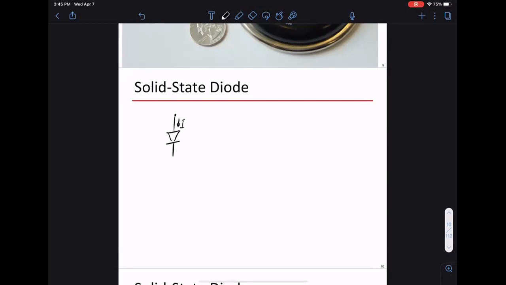We have a current going through the diode. This is called the anode side of the diode. This is called the cathode of the diode, right? So positive and negative, or plus or minus polarity. There is a voltage drop across the diode. Anybody know what the material makeup of a diode is? How do you make a diode?